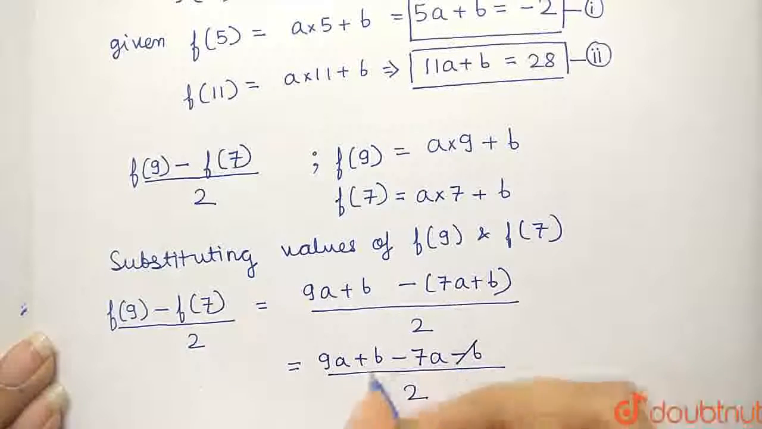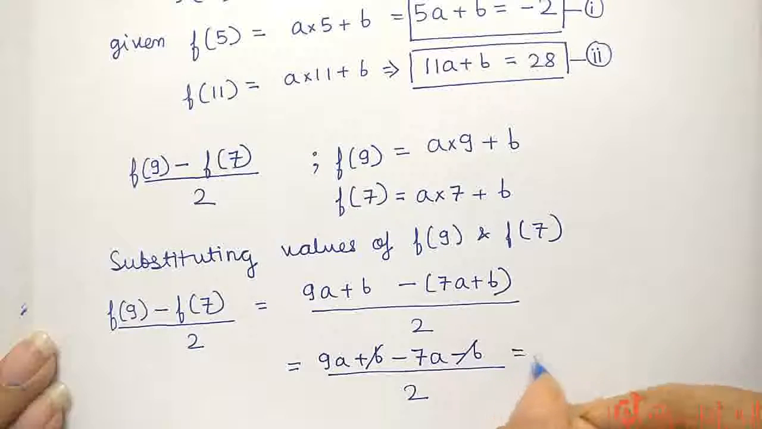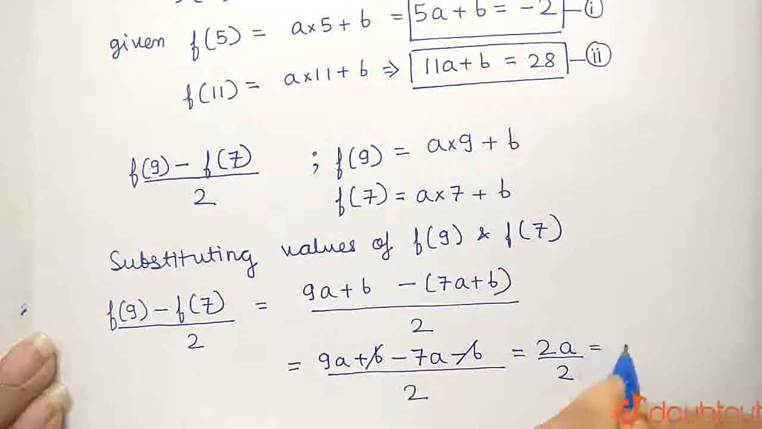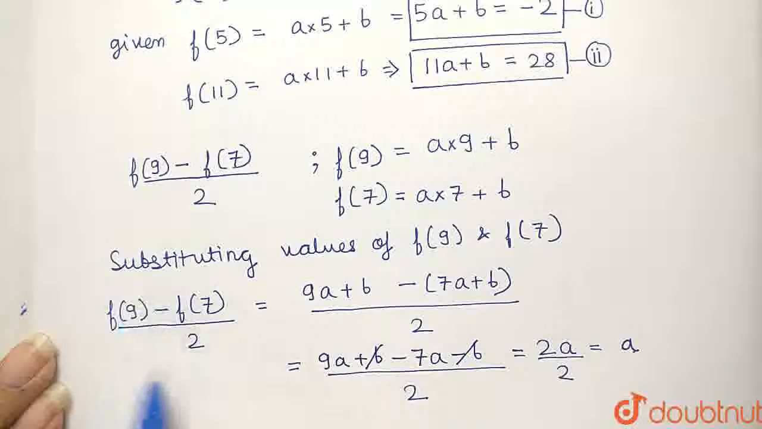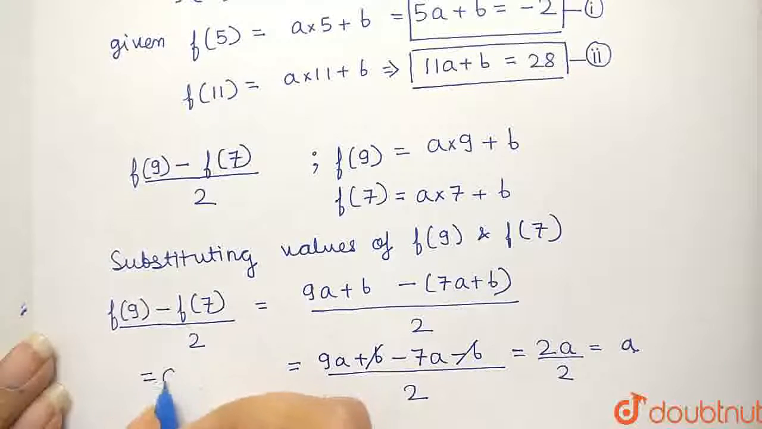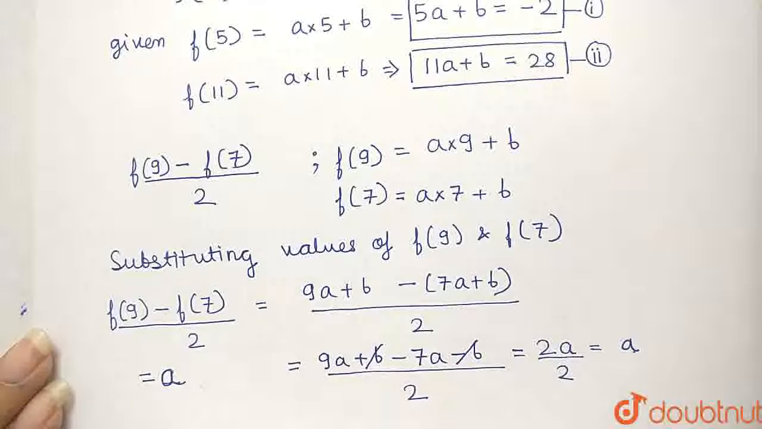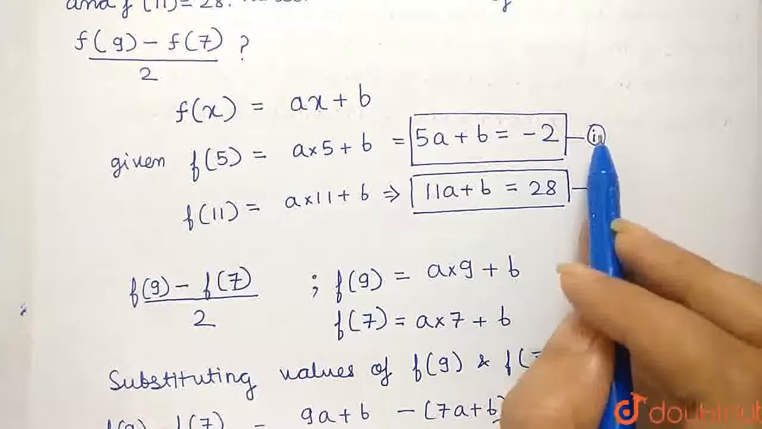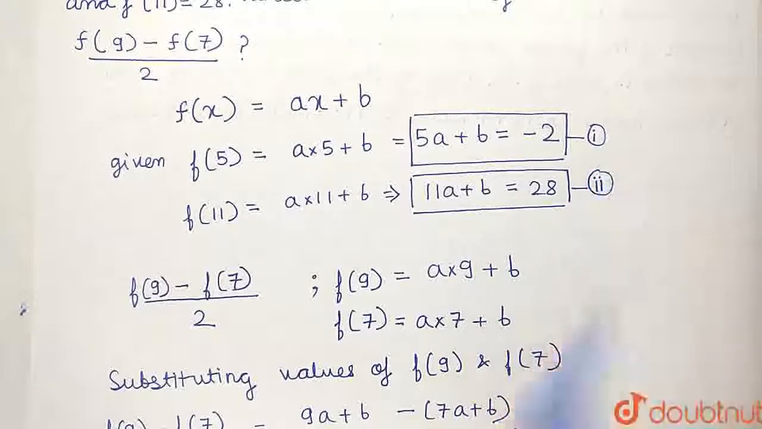This b will get cancelled. So ultimately we are left with 2a divided by 2, as 9 minus 7 equals 2, which is ultimately equal to a. So we have got the value of this expression to be ultimately equal to a. So to find this, we have to simply find the value of a. To find the value of a, we can solve these two equations which we had derived earlier.